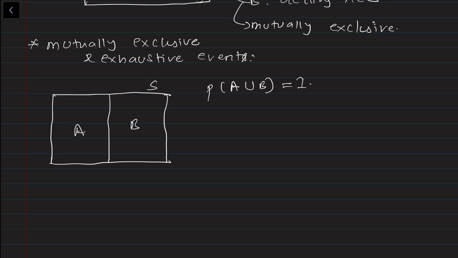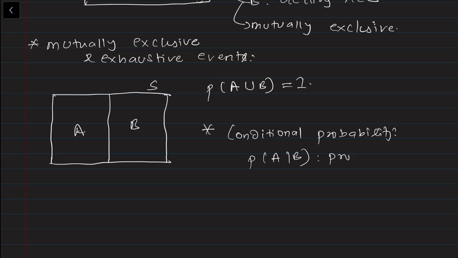Now let's look at conditional probability. We write this as probability of A given B. We can read this as probability of A given B has already occurred.